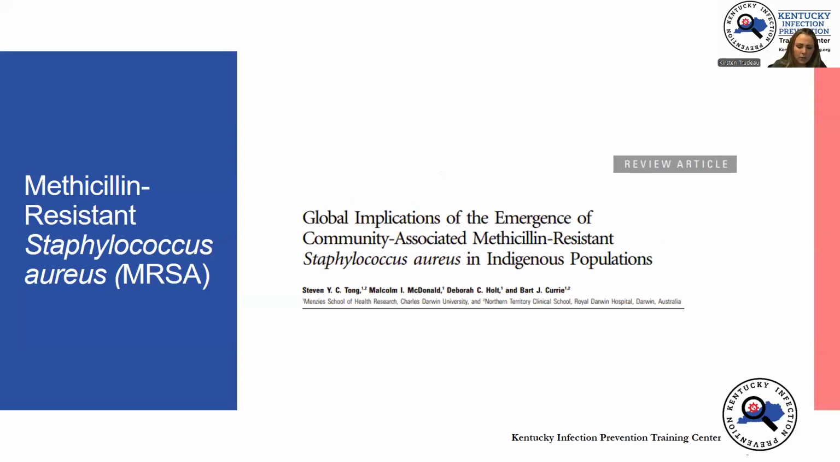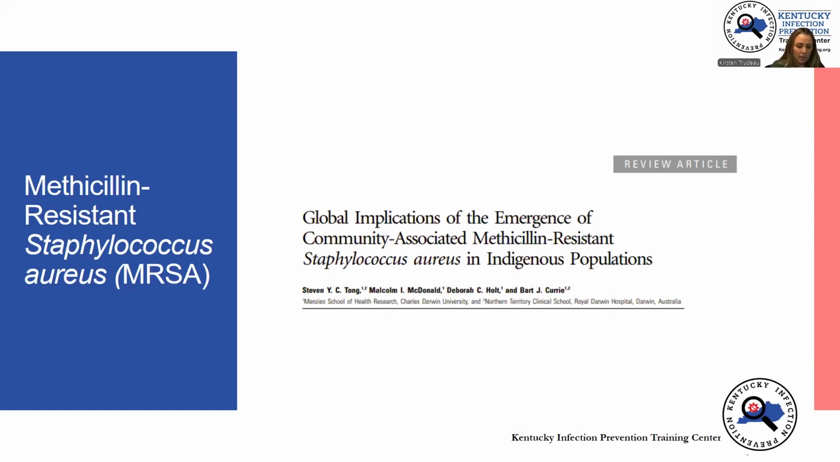And the authors here focused on MRSA in Australian Aboriginal communities and looked at the social disadvantages which make them more susceptible to MRSA. And this community has been dealing with MRSA since the early 1980s, and various strains of MRSA have been identified. But what makes the indigenous population more at risk? And that's what they were looking at.